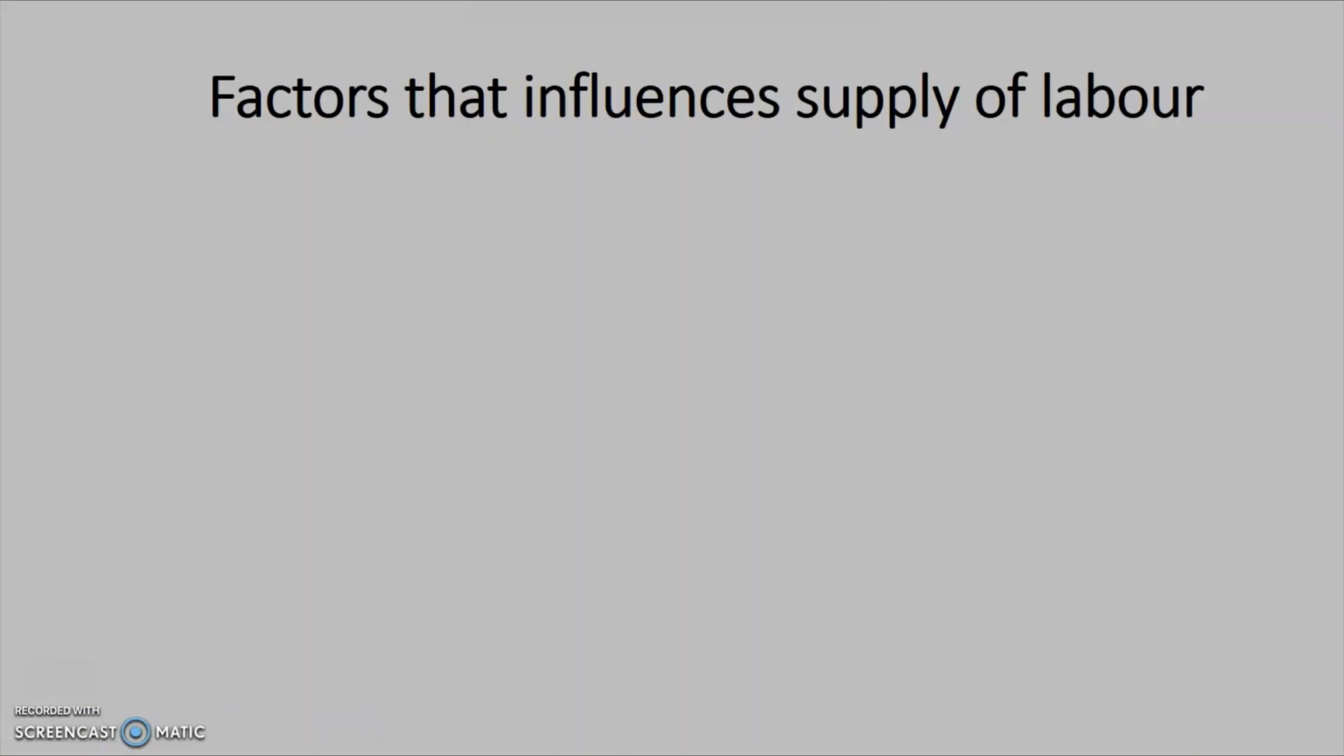Now let's talk about factors that influence supply of labor. The first factor is population size. Now we know that whenever the size of the population increases, it means that the supply of labor will also increase. Then when population size decreases, the supply of labor will also decrease. So population size is a factor influencing the supply of labor.